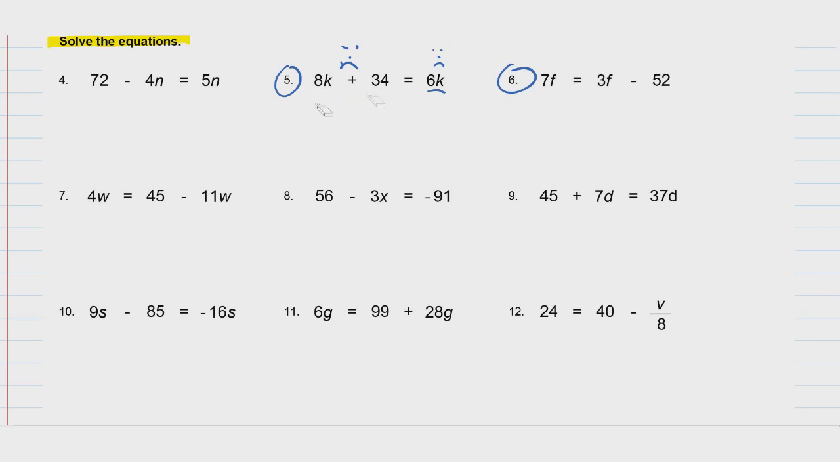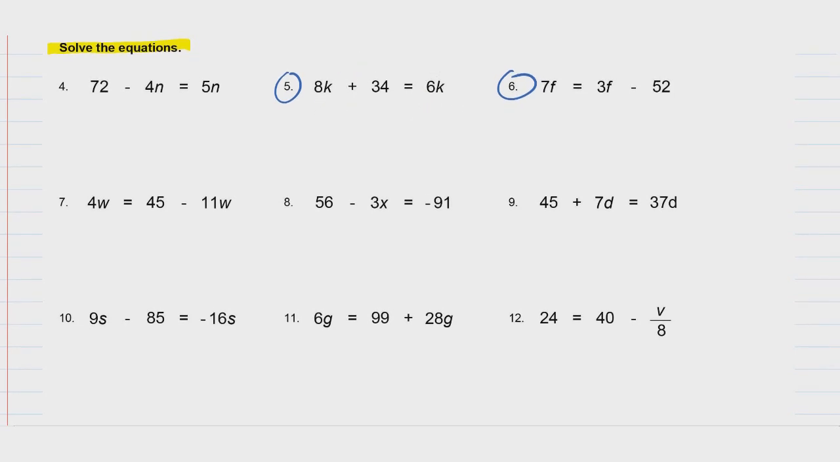So now you have to ask yourself, who can you move to start making people happy or to separate the variables and numbers? Well, if you move this 34 over here, that would be silly because all you're doing is joining the 34 with the 6k, and that doesn't solve anything. If we move the 6k over here, again, we're joining the variable with the other number. So I think we want to move this 8k over to the other side.